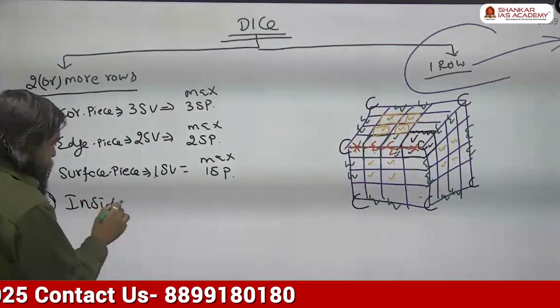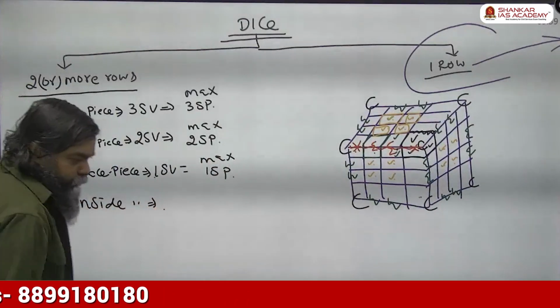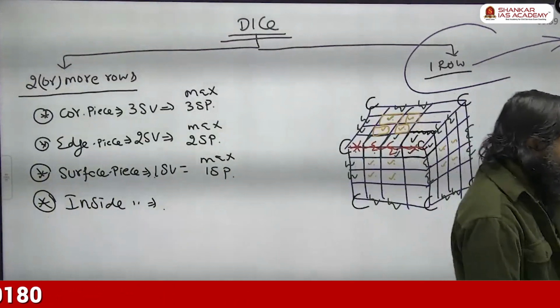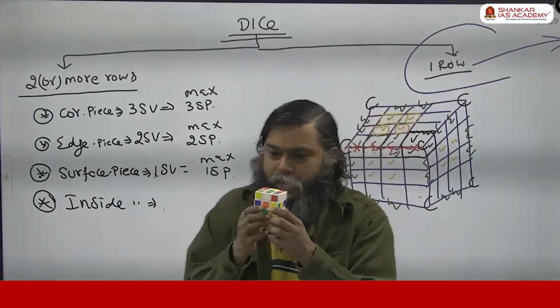What is called an inside piece? Are you ready? Listen now. So in this, how many rows are there?